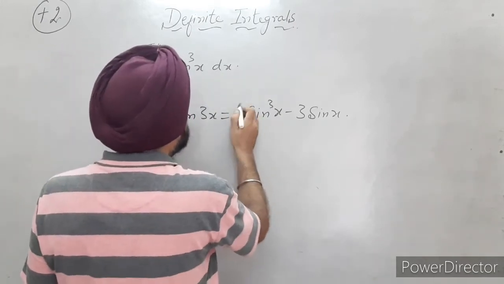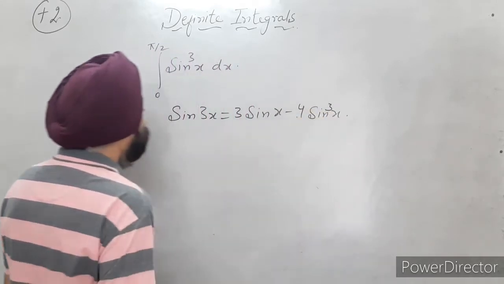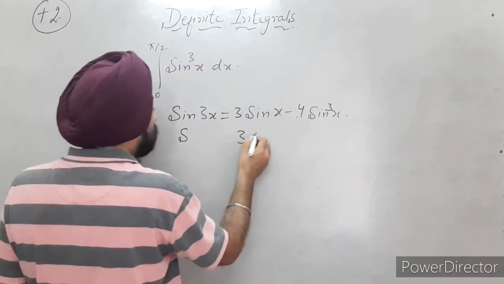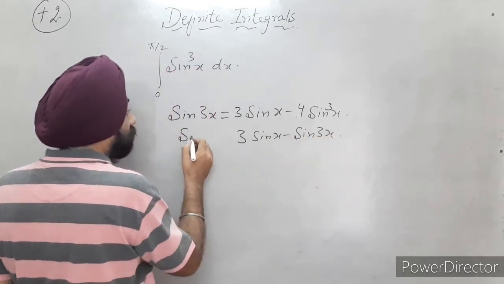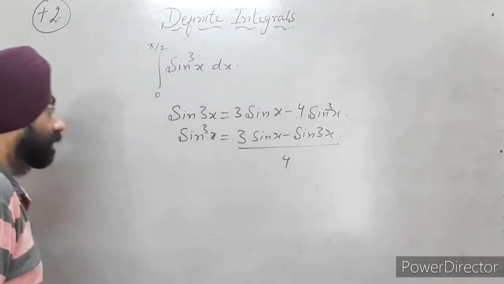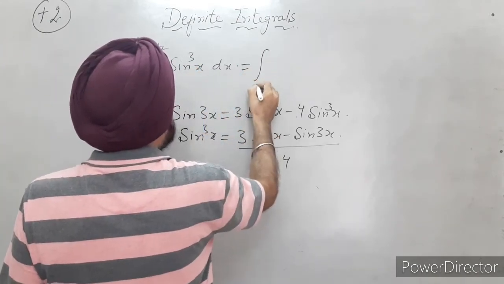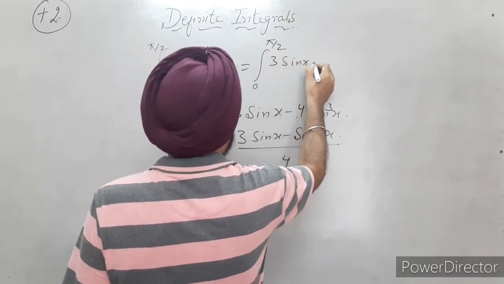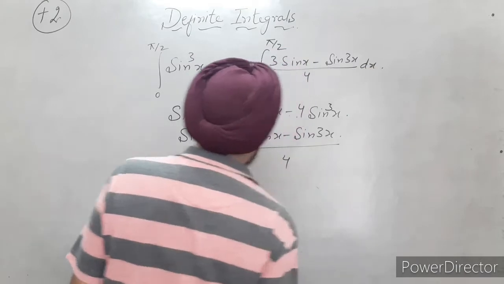Sorry, it's sine 3x equals 3 sine x minus 4 sine cube x. From here I will find the value of sine cube x. It will be 3 sine x minus sine 3x, the whole divided by 4, equals sine cube x. Now substitute sine cube x as this. I get integral 0 to pi by 2 of 3 sine x minus sine 3x divided by 4 dx.